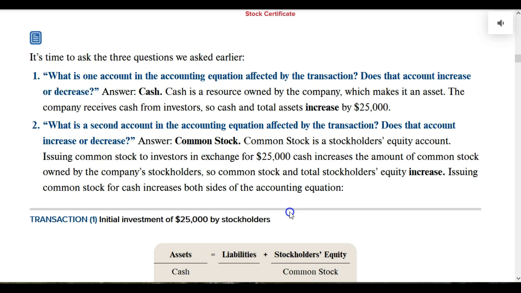Number 2, what is a second account in the accounting equation that is also affected? You always have to have at least 2 accounts affected by every transaction. You could, and we'll see later on, have 3, 4, or 5 accounts affected in the same transaction, but you always have to have 2 accounts affected. So you answer the question here, why did the company receive cash? Well, because it issued common stock to the stockholders. So what we're going to do is increase the common stock account.